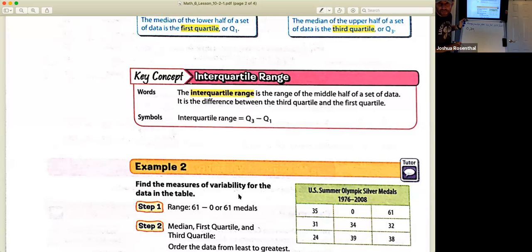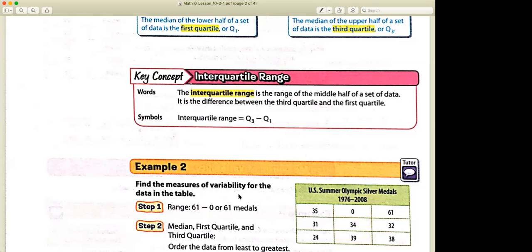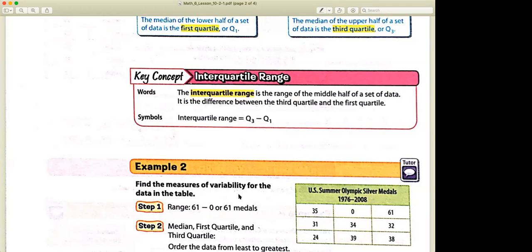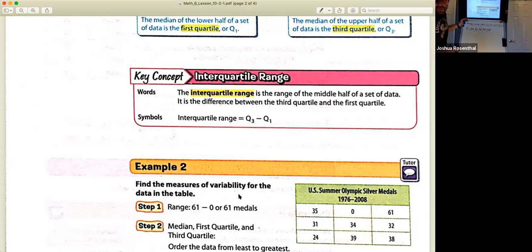Lots in the 30s. So I got 31, 32, 34, 35, 31, 32, 34, 35. Look at all the data piles up right there. This is definitely an outlier here. Zero medals, wow. I don't think we attended. I think that one was Russia. It must have been we didn't attend, yeah. 31, 32, 34, 35, 38, 39.